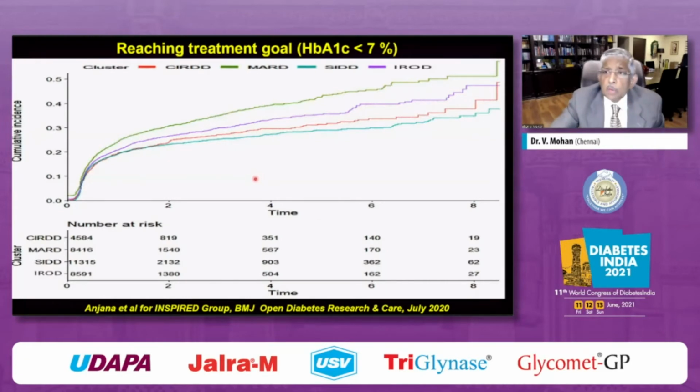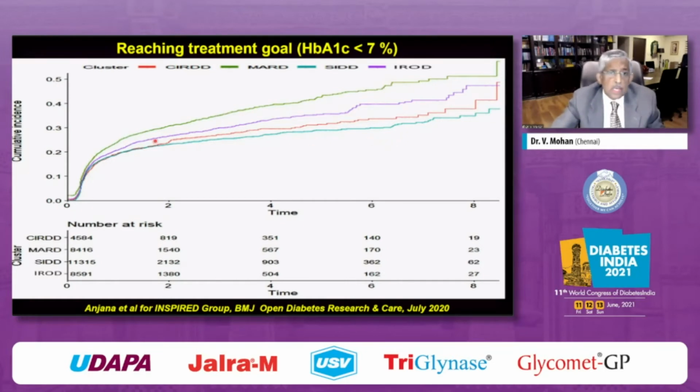The next point that we wanted to see in precision medicine was how do they respond to treatment? Now, as one would expect, the SID variety shown here in blue will be the one most difficult to treat and to get to the target of below 7% A1C. So there's only about 20-30% we're able to get under target because we're all treating them in the same way, not in a precision medicine way.